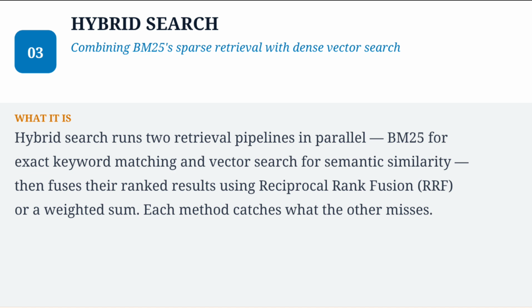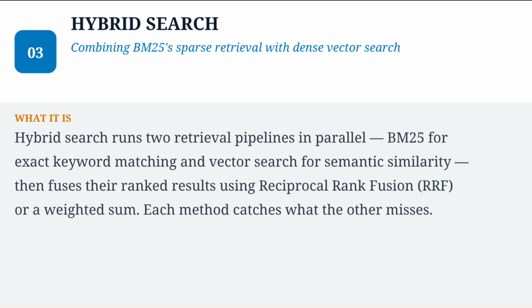Someone asks, what does clause 4.2b say about the payment terms? A pure semantic search embeds this question and looks for meaning similarity. But 4.2b is a specific term, right? It is not a concept. It is a specific term. A vector search might completely miss the exact clause and return something vaguely related instead.